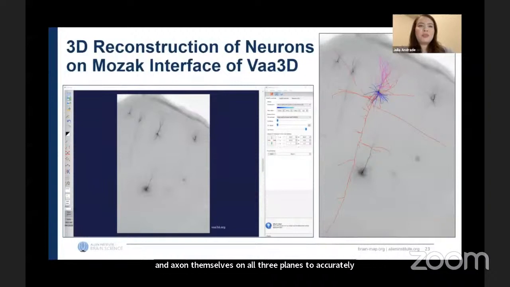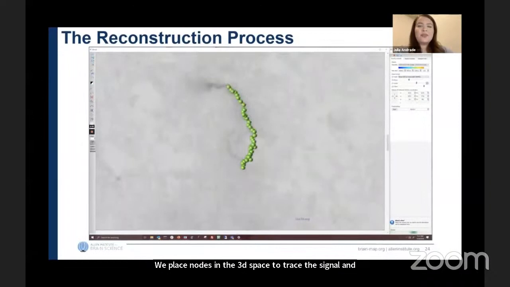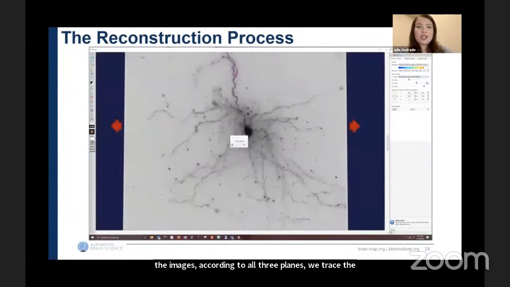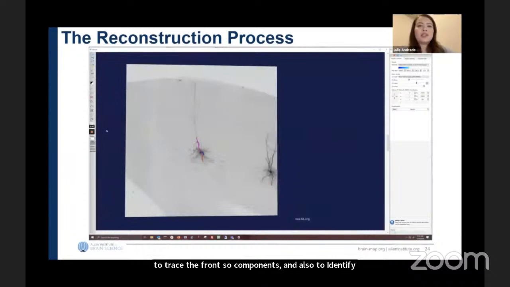In the reconstruction process, we place nodes in the 3D space to trace the signal in the images according to all three planes. We trace the cell signal starting at the soma to the full extent and make sure all branches are connected to the main structure. Multiple colors are used to trace different cell components and also to identify feedback from tag teaming, a process in which a fellow reconstructor does a double check of the cell.